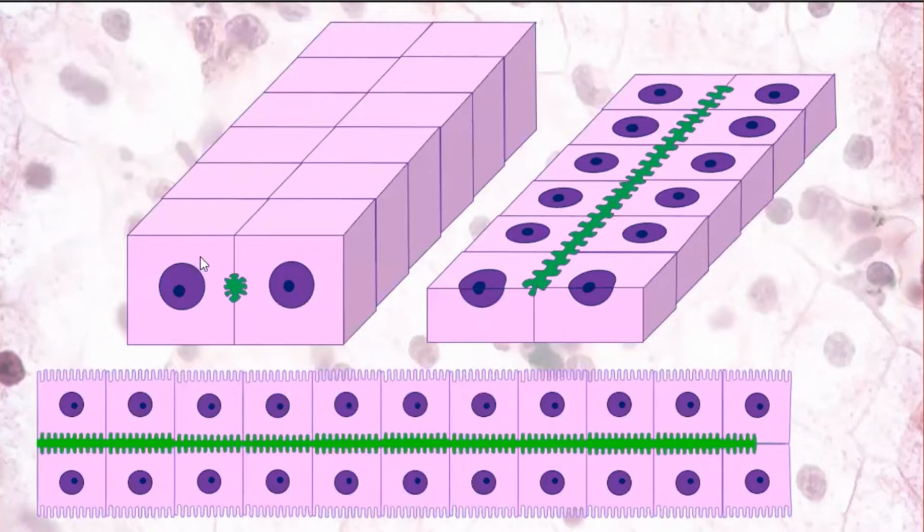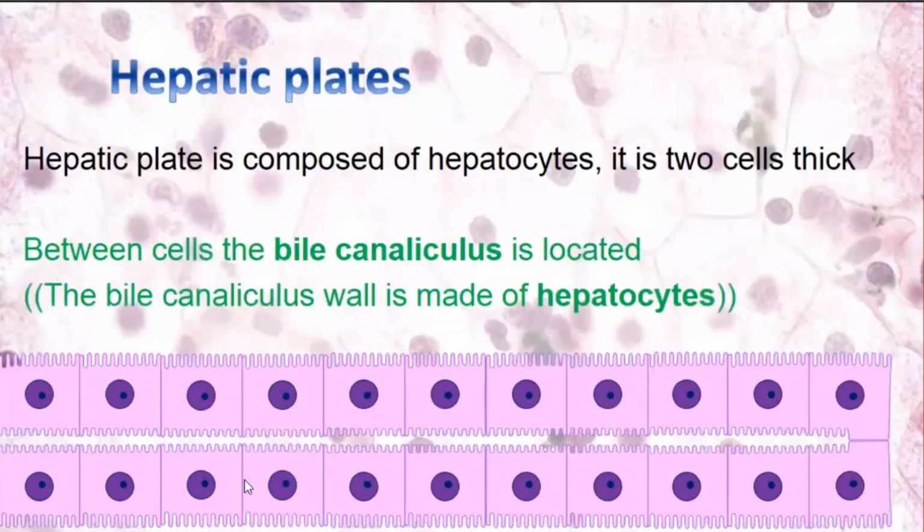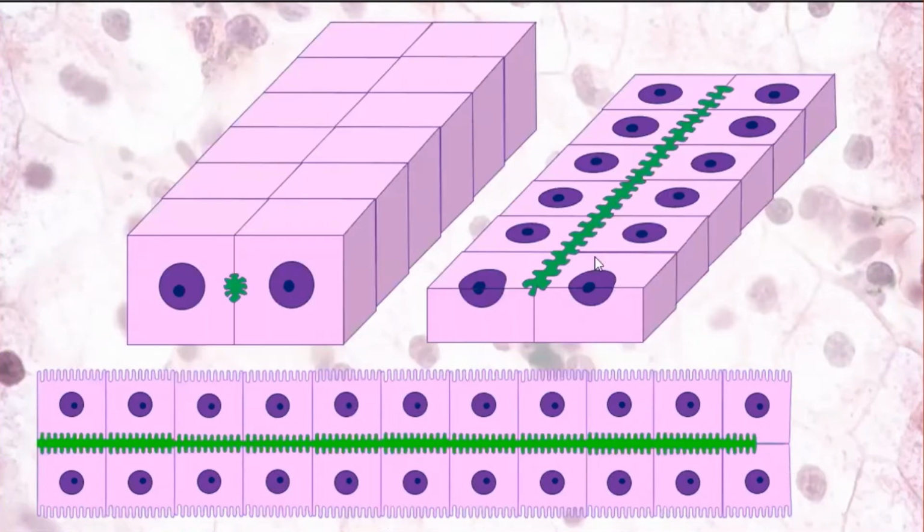And here we can see the hepatic plate, its view of the outer surface and its view on the section. And here we can see two layers or two rows of hepatocytes, and between them we have a bile capillary or bile canaliculi. Here you can see the hepatic plate. And the hepatic plate is composed of hepatocytes. It's two cells thick, and on other sections it may be one cell thick if the section goes in this direction, in this plane.